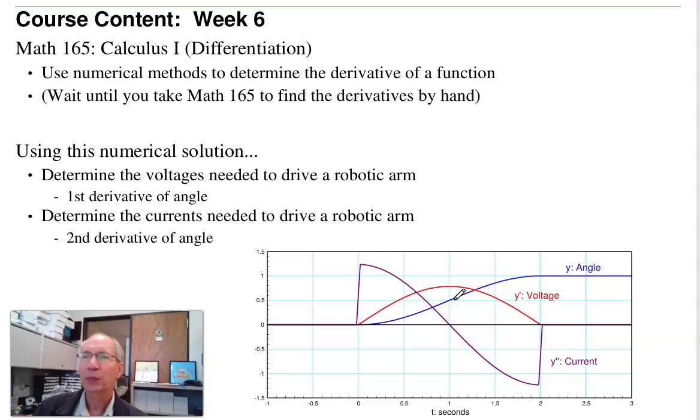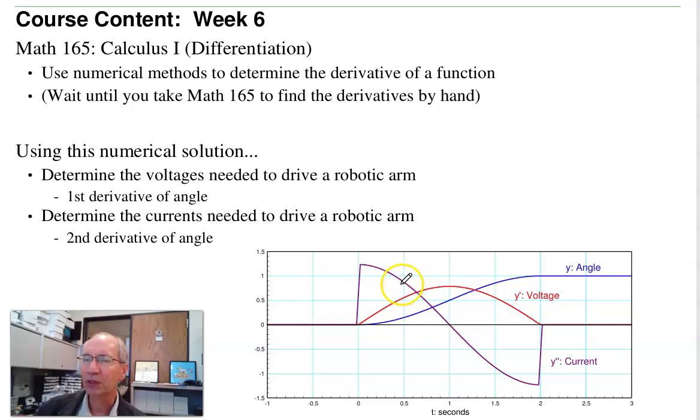During week 6, we'll look at calculus, stuff you do in calculus like differentiation. Given a function, like if I have a robot arm, I know the angle versus time. Take the derivative, I know the velocity. Velocity is basically the voltage on a motor. I can take the second derivative, acceleration. That's basically the current going to the motor. So given a path, I can tell you what's the applied voltage and current.